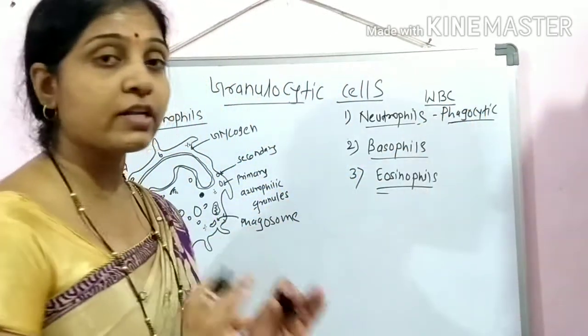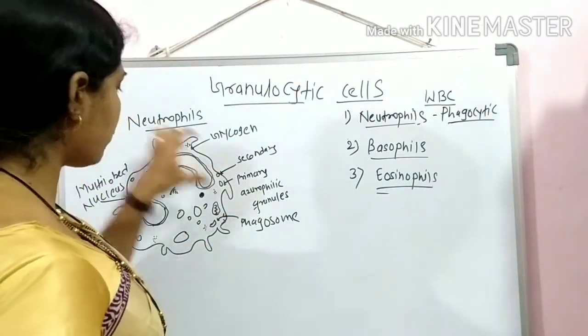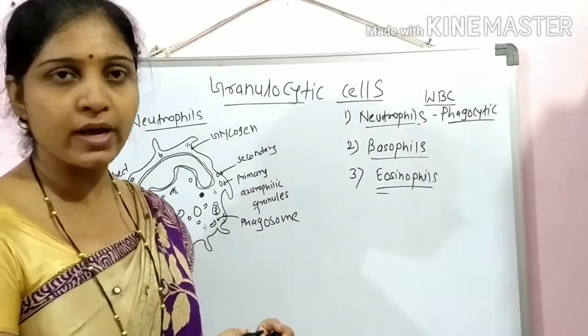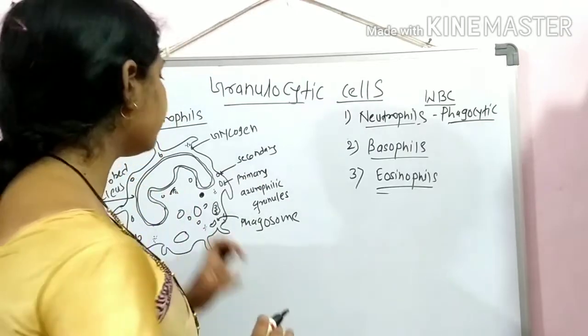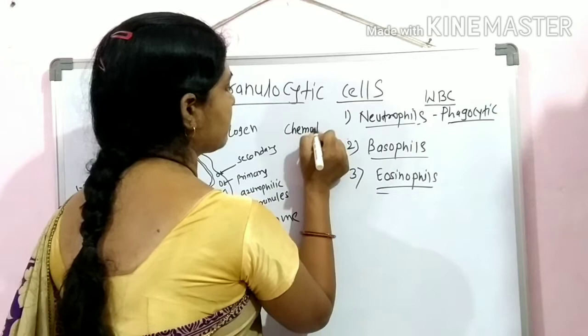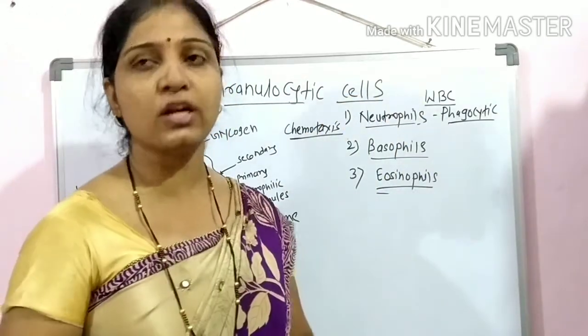Now we are considering the structure of these neutrophilic cells. Similar to natural killer cells, these neutrophilic cells have pseudopodia for their movement to reach the site of infection. That is, they also show chemotactic movement, or chemotaxis, similar to natural killer cells.